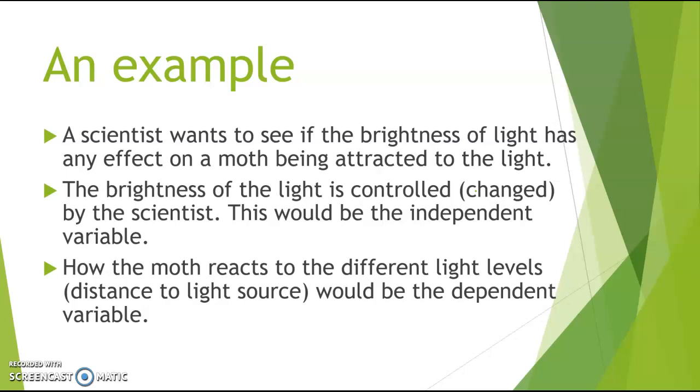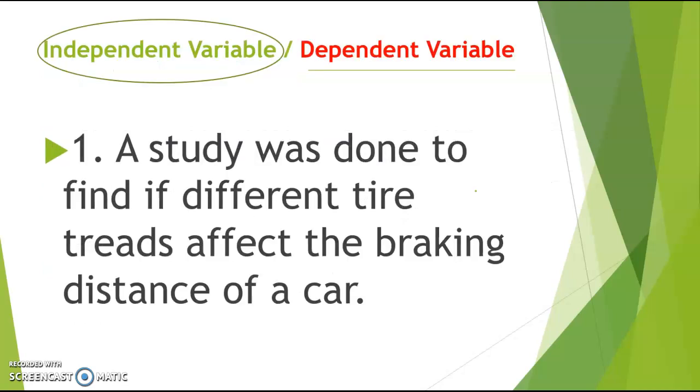Now, how the moth reacts to the different light levels, so maybe the distance to the light source, how close the moth travels towards the light bulb, that would be the dependent variable because that's something that you can measure. So a dependent variable is always something that you can measure. All right, we're going to go through 9 practice problems. In these problems, we're going to be circling the independent variable and underlining the dependent variable.